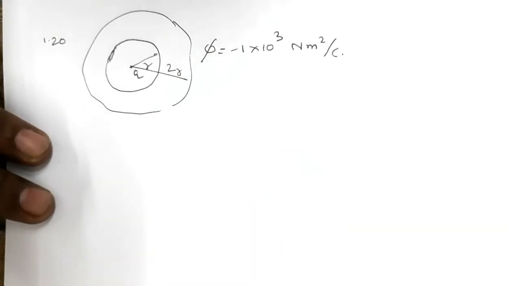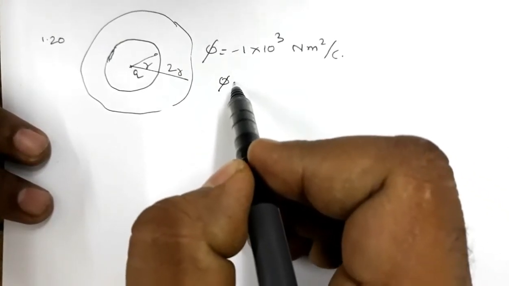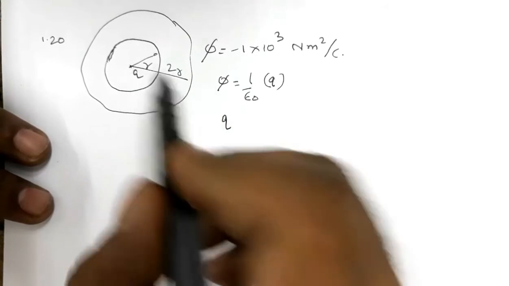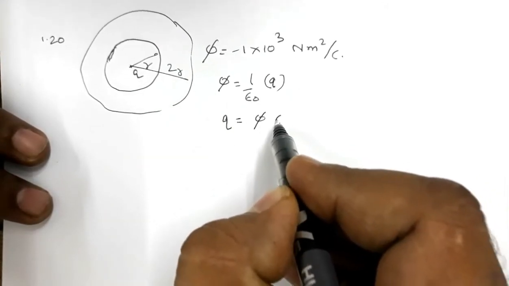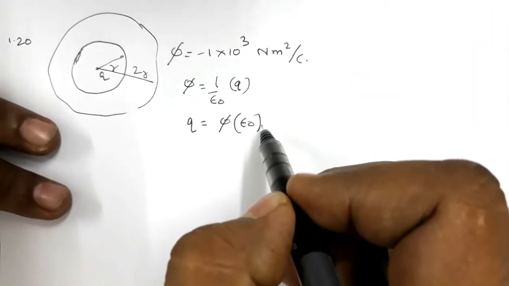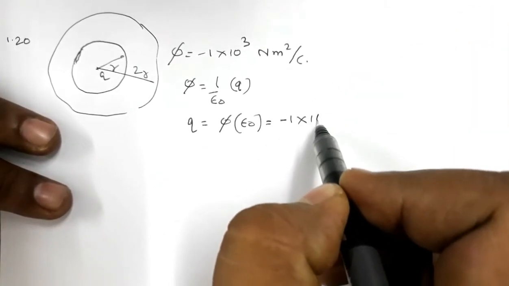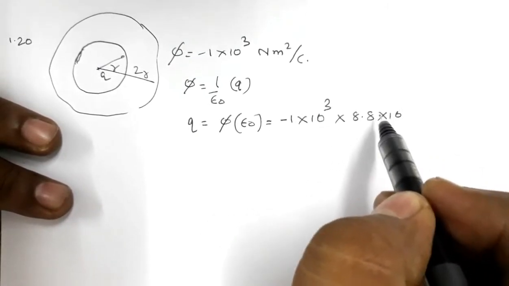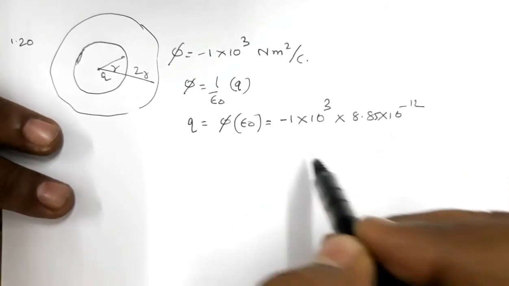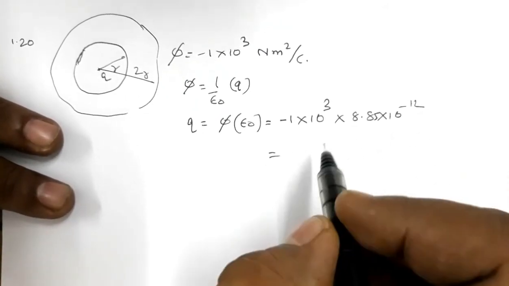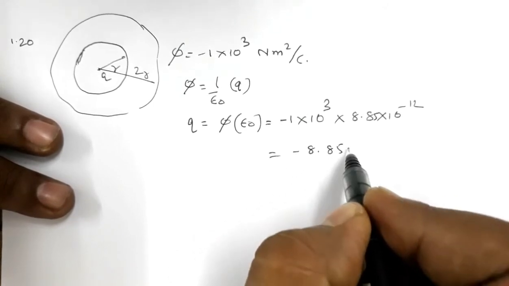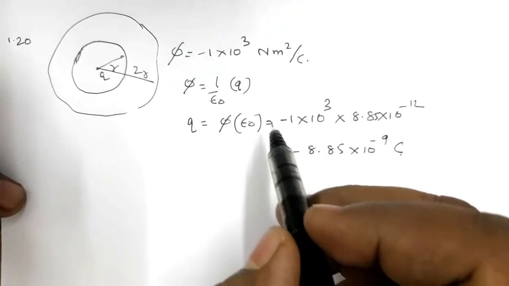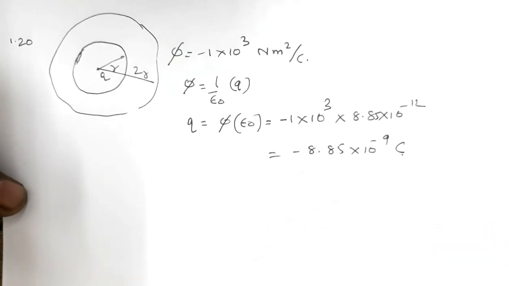The second part is, what is the value of the point charge? Now, from Gauss's theorem, flux is 1 by epsilon naught times the charge enclosed. So here Q is at the center, so Q is equal to phi times epsilon naught. Now phi, the flux, is given to be minus 1 into 10 power 3, and epsilon naught is 8.85 into 10 power minus 12. So on solving we get minus 8.85 into 10 power minus 9 coulomb. So it is a negative charge. Since the flux is negative, the charge is also negative. So this is the final answer.